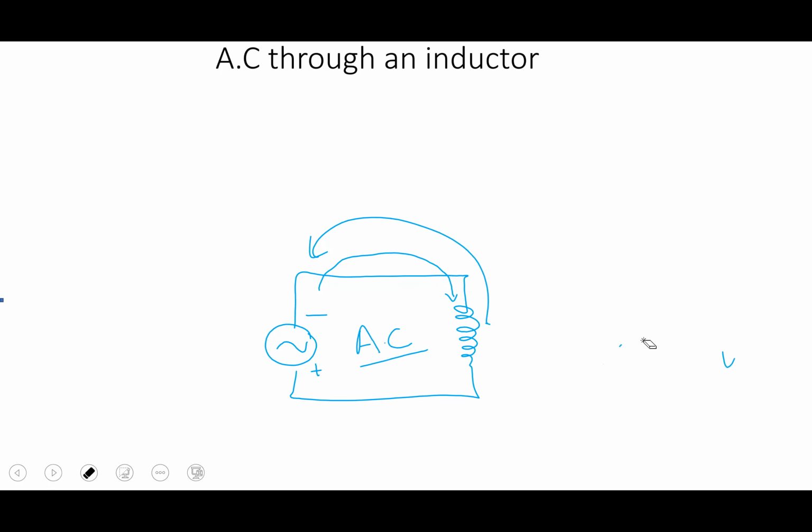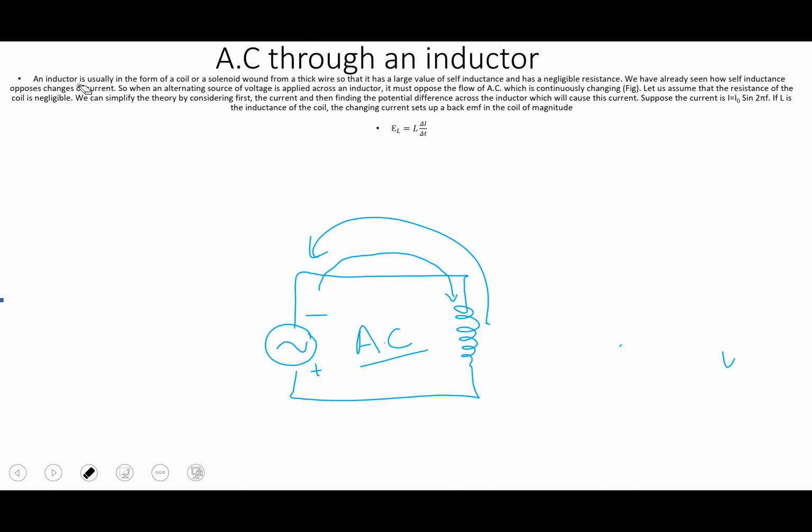let's read about it. An inductor is usually in the form of a coil or a solenoid. Basically it is a coil formed from a thick wire, so that it has a large value of self-inductance and a negligible resistance. We have already seen how self-inductance opposes the change of current. So when an alternating source of voltage is applied across the inductor, it must oppose the flow of alternating current, which is continuously changing. As I told you before, let us assume that the resistance of the coil is negligible.